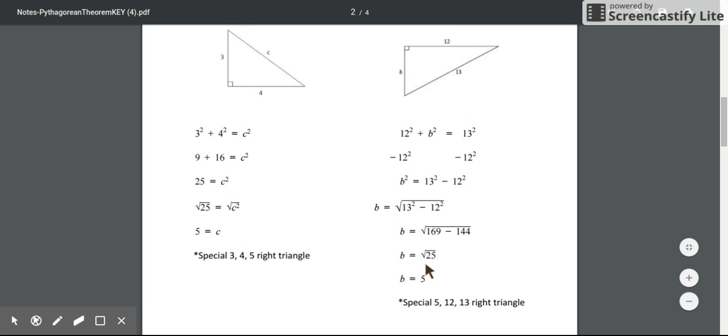This is also a special right triangle. It's in the side length ratio 5, 12, 13. And again, any scale of that ratio is also true. You could double it, triple it, cut it in half. Doesn't matter. That ratio will always be true for this special right triangle.